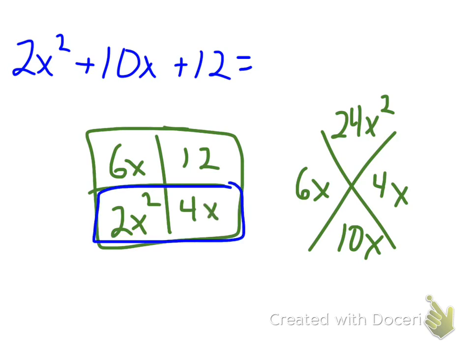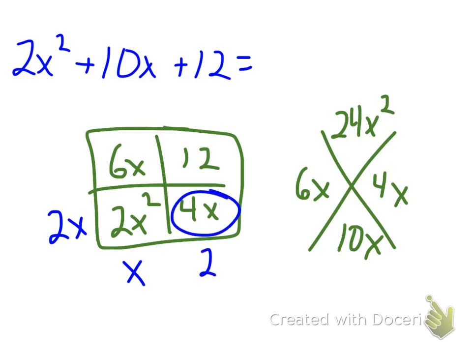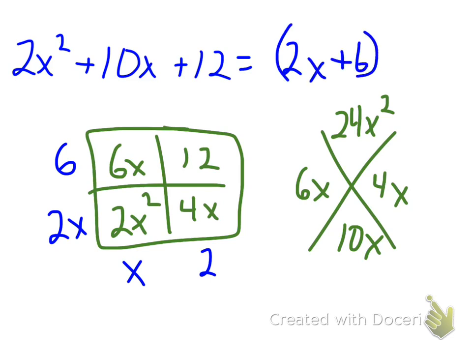Taking out my greatest common factor from these two, I get 2x right here, meaning that is an x on the bottom. Over here, I'm going to get also a 2, because 2x times 2 will give me my 4x. And up top here, I would get 6, because x times 6 will give me my 6x. These two multiply to give me the 12, so everything worked out. So I end up getting 2x plus 6 times x plus 2.